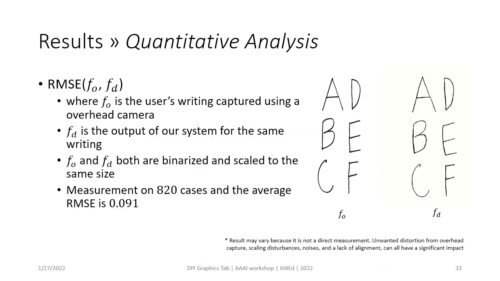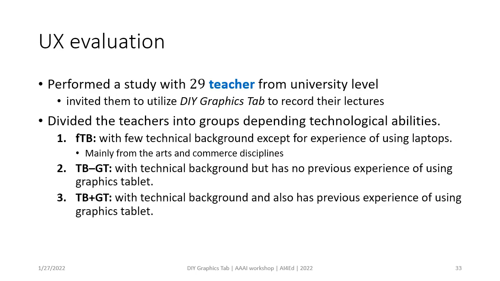The average root mean square error of our system is 0.091, which has been measured on 820 cases. Here, F0 is the user's writing captured using an overhead camera, and FD is the output of our system for the same writing. We performed the user experience evaluation with 29 teachers from the university level who were invited to record their lectures using our DIY graphics tablet.